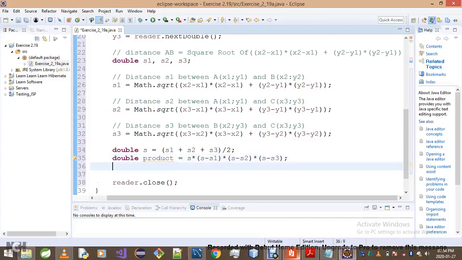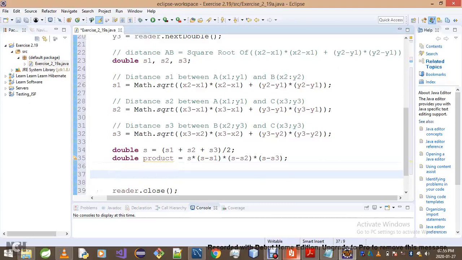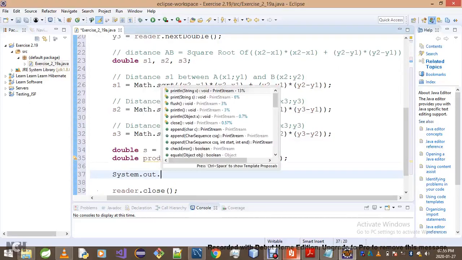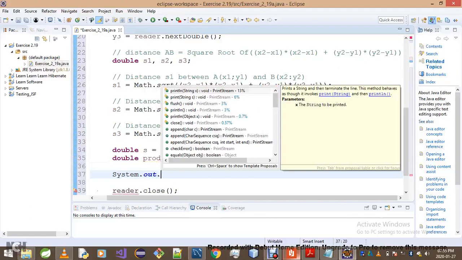Now that we've got our product, that will simply leave us with the last task, which is to find the area. However, we don't need a variable for that, of course, because we're not going to use it more than once.